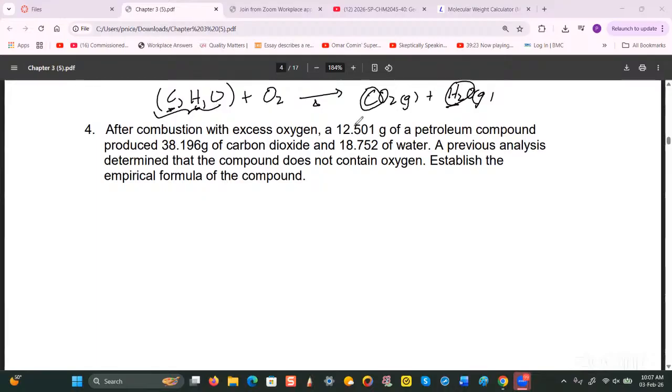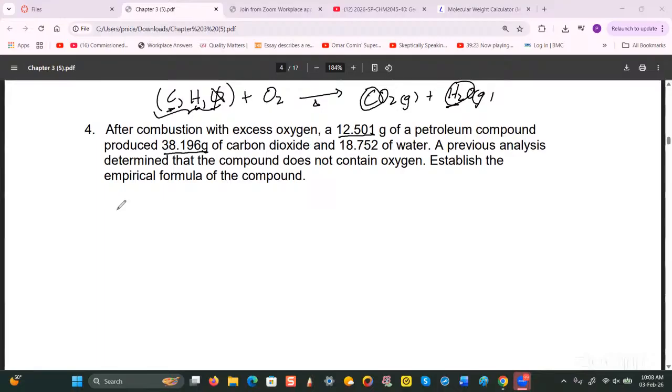Now, in this case, it says that you're burning 12.501 grams of a compound, and it produces 38.196 grams of carbon dioxide and 18.752 grams of water. Our previous analysis determined that the compound does not contain oxygen. So in this particular case, there are no oxygens in that compound, right? But that doesn't change the product outcome in terms of what is produced. You're still going to end up with carbon dioxide and water, right? So the question is asking for you to establish the empirical formula for the compound.